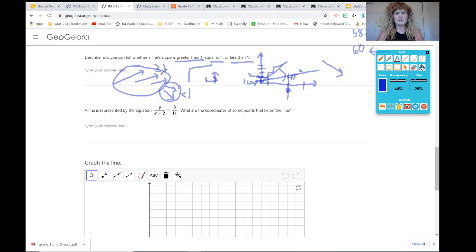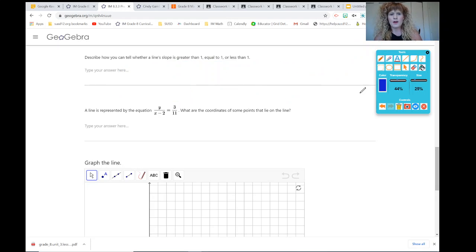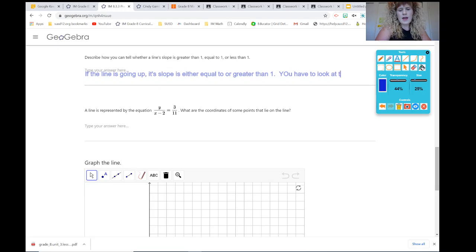Okay, I want you to type your answer here. And I didn't help you type it. Do you need me to help you type it? Okay, let me help you. It could be that you're not used to writing answers in math. I can help you. If the line is going up, its slope is either equal to or greater than 1. You have to look at the scale.